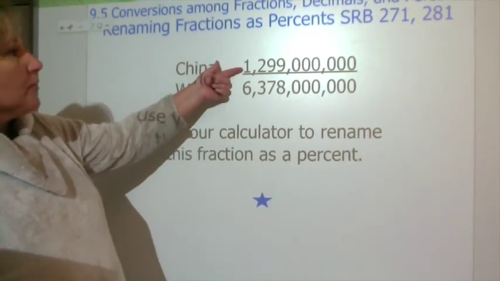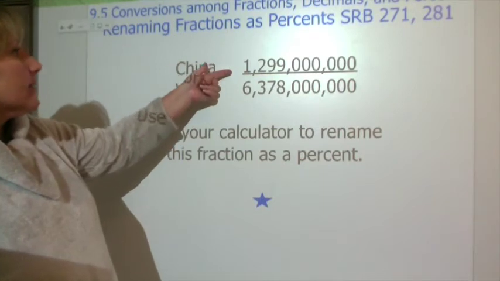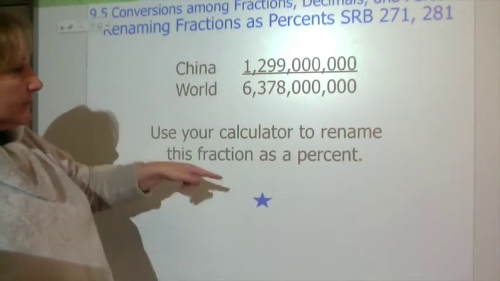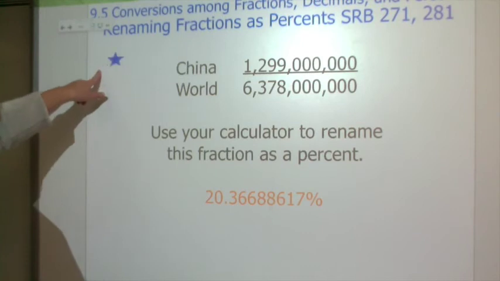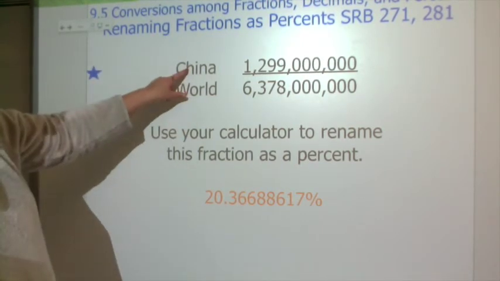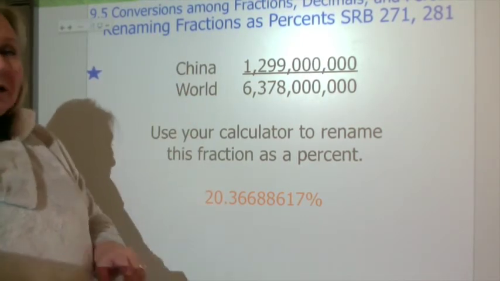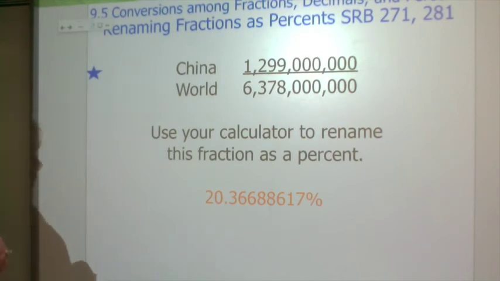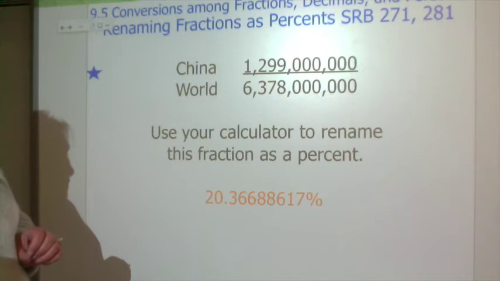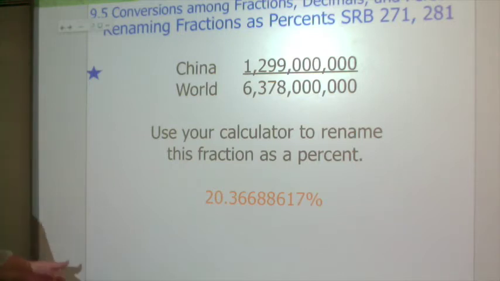This is quite a few people for the population of China compared to the world. In other words, they want you to notice that the China population is about 20% of our entire population in the world, which is a huge amount, 20%. That means it's got 1/5 of the population for the entire world.